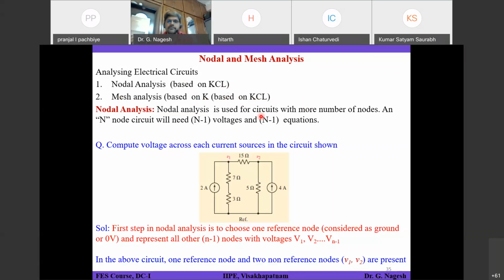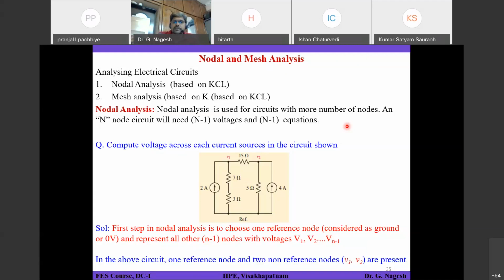So nodal and mesh analysis, these two are also analysis techniques for your circuit. Nodal analysis is based on Kirchhoff's current law and mesh analysis is based on Kirchhoff's voltage law. Even something was written wrong here. Basically, mesh analysis is based on Kirchhoff's voltage law. So what is nodal analysis?